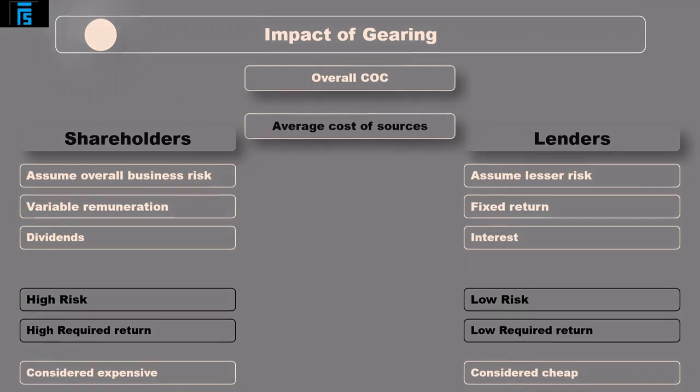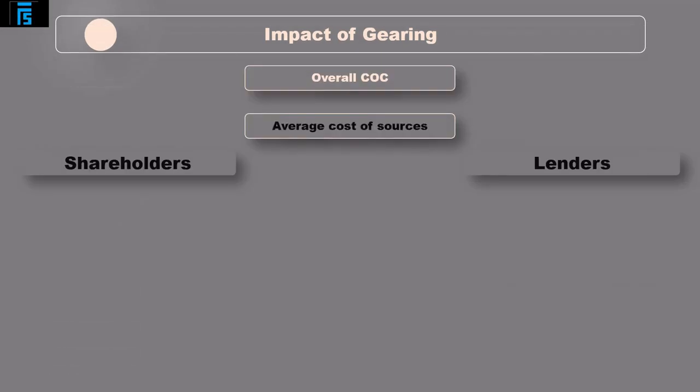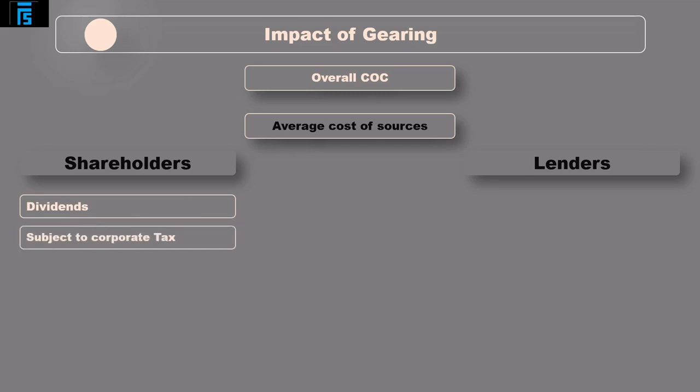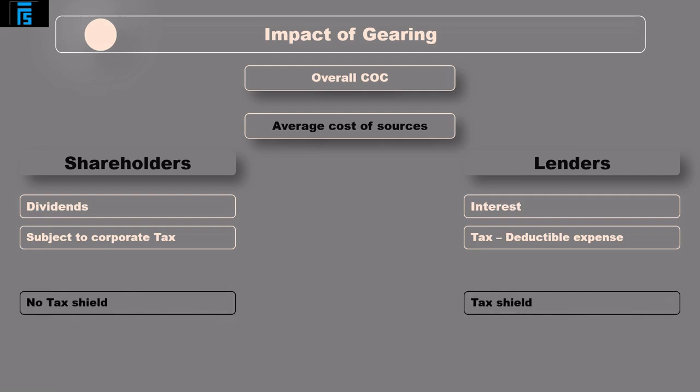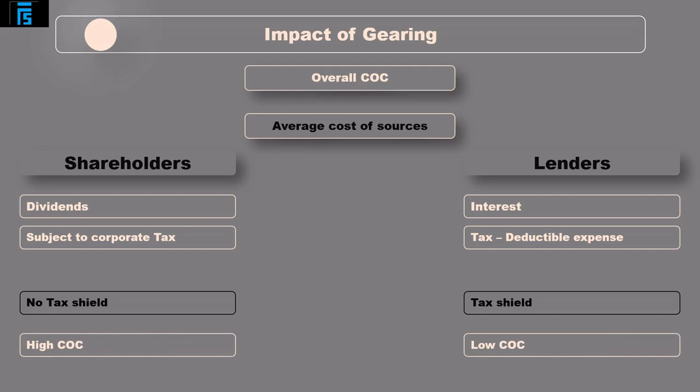The difference between the cost associated with debt and equity financing is also associated with yet another important consideration, namely that the return available to shareholders is subject to corporate income tax, whereas the remuneration paid out to debt holders in the form of interest typically constitutes a tax-deductible expense. Therefore, gearing allows a company to enjoy the benefits of a tax shield, which has the effect of further reducing its average cost of capital.